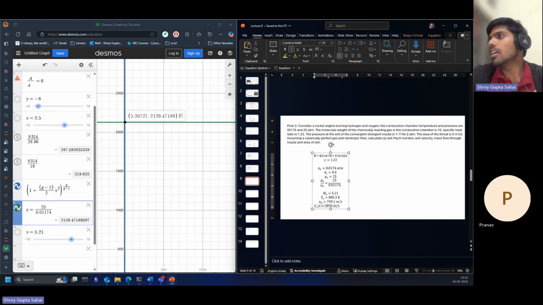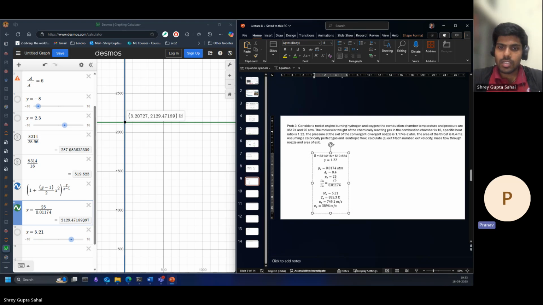What else? How will you calculate the flow rate? Straightforward only. We also have the throat area. We also have rho, so we just need to find the density. That's it. Nothing much.